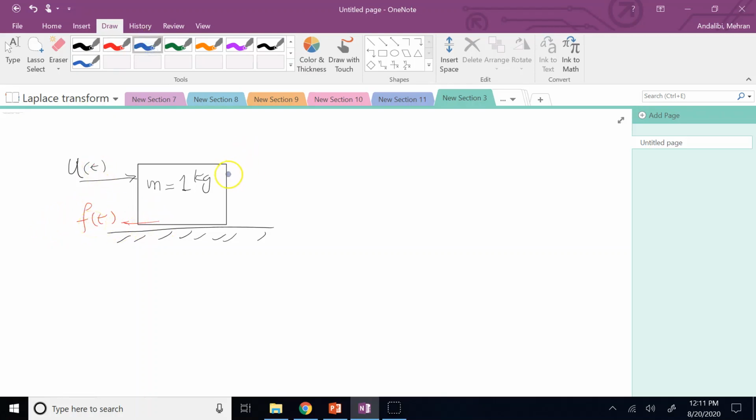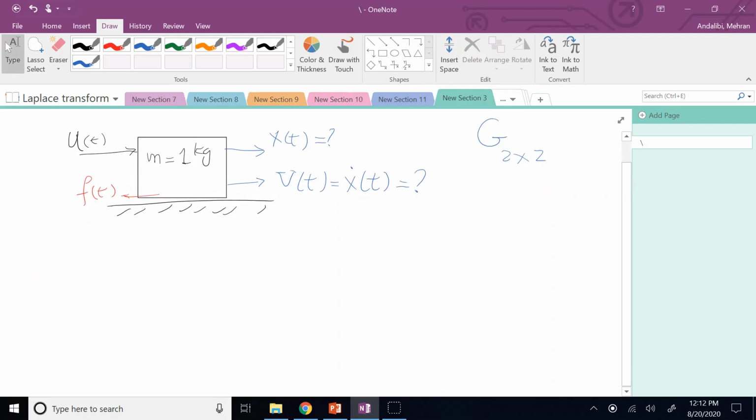And then I need two outputs. One is the position of the block, and the other one I want to be the velocity of the block, x dot of t, right? So the system has two inputs and two outputs. And how do I find the matrix of the transfer function? Clearly here, my matrix G is going to be 2 by 2, because I have two inputs, two outputs. Now, how do I find the elements of that?